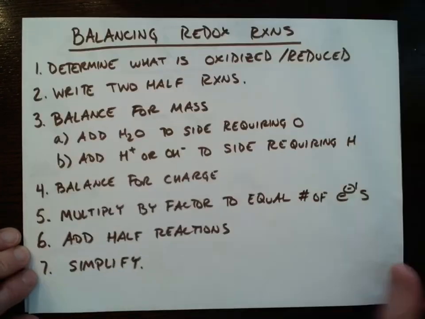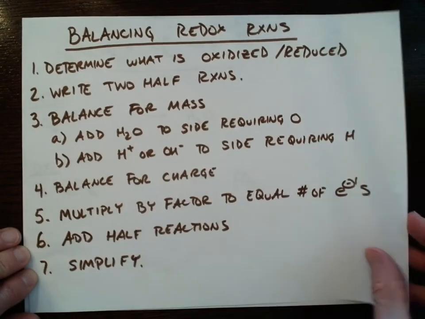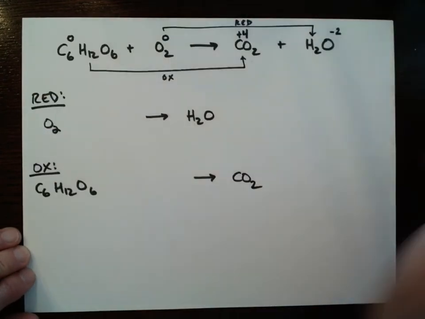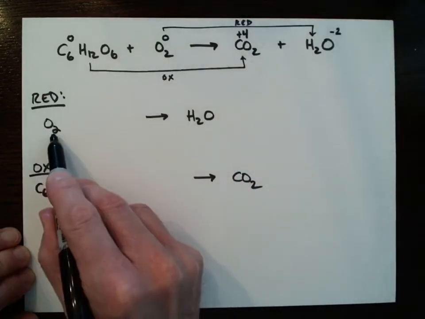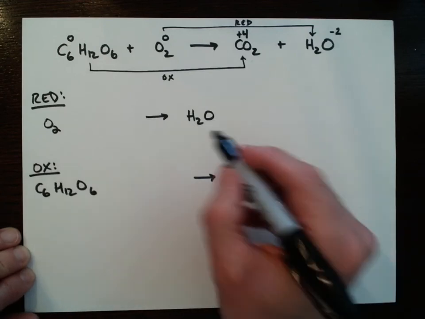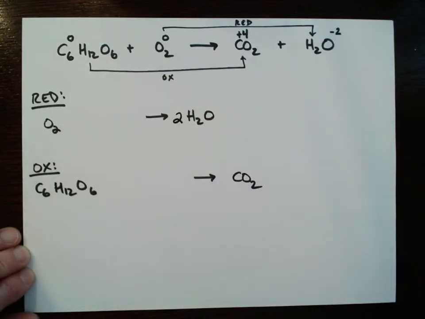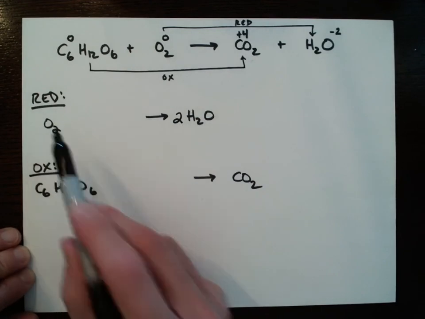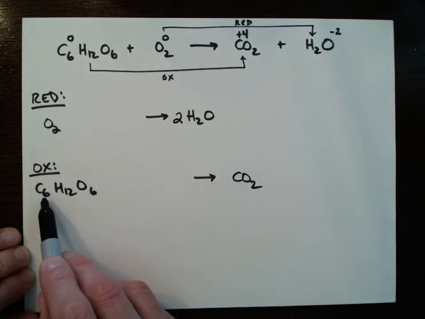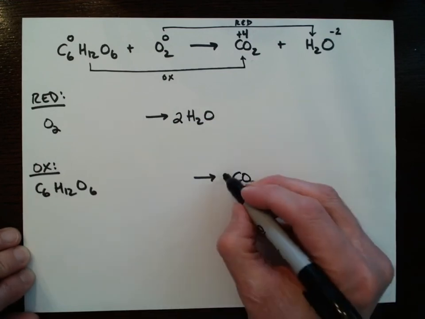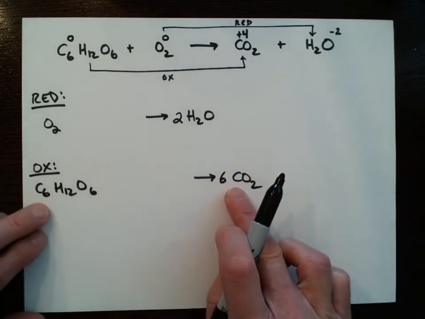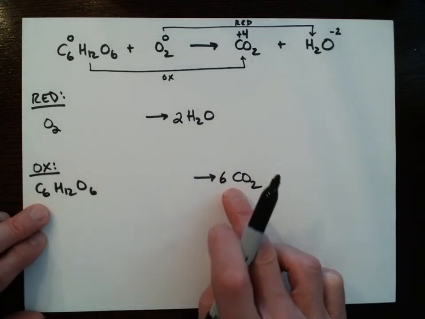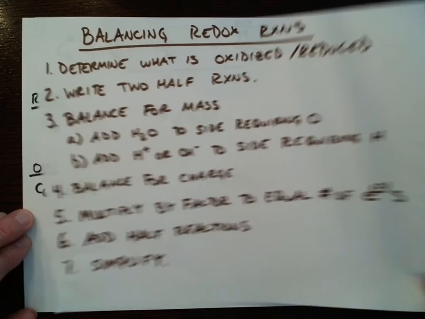So let's see. I'm going to add water to the side requiring oxygen. There's 2 oxygens here and 1 oxygen here. I need to add a water. That's pretty easy. 2 waters, right? That works. 2 oxygens and 2 oxygens. Good. I got a little trouble here because I've got 6 carbons. We better put a 6 here to make sure I've got 6 carbons on each side. That's going to be helpful. That's a step that this doesn't cover, but you should be checking for that.